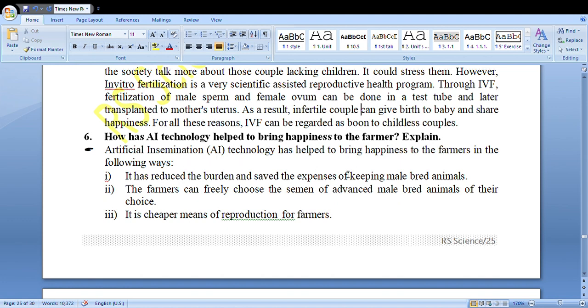Obviously, AI technology brings happiness to the farmers because it has reduced the burden and saved the expenses of keeping male-bred animals. The farmer can freely choose the semen of advanced male-bred animal of their choice. It is a cheaper means of reproduction for farmers.